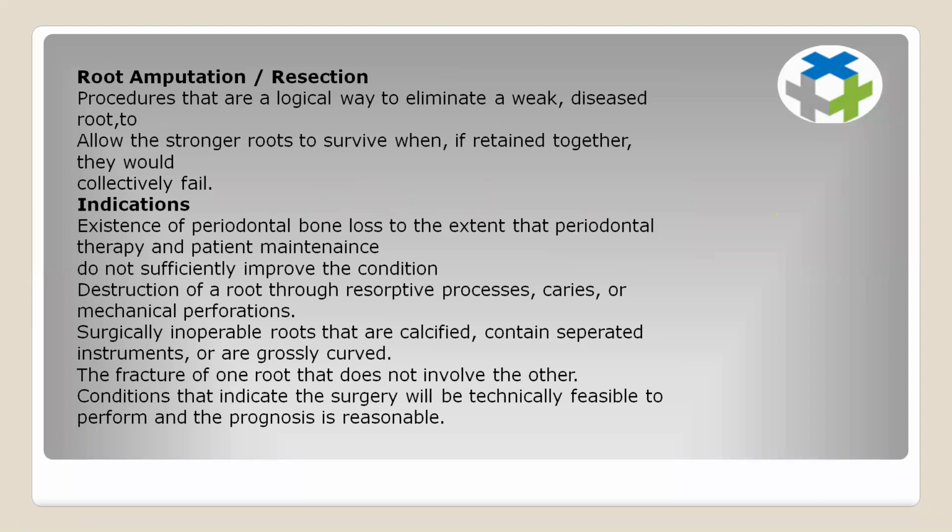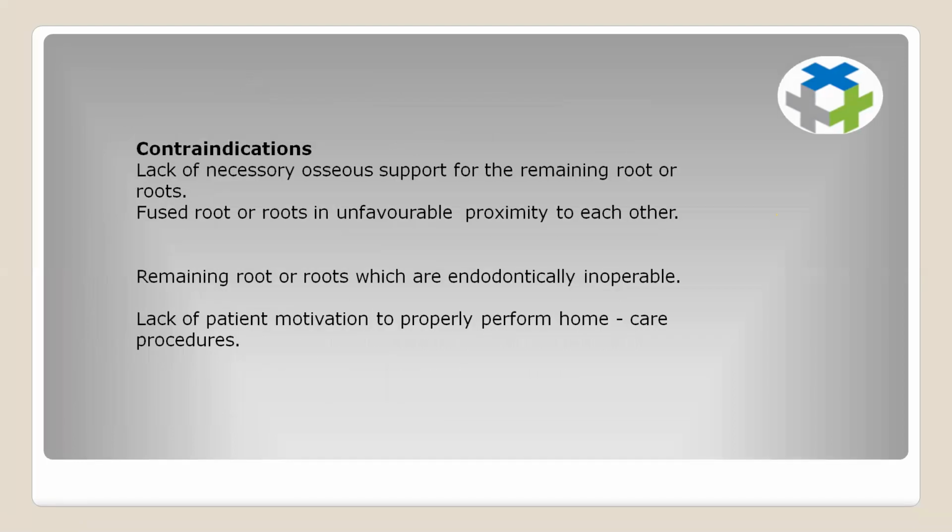Indications include periodontal bone loss where periodontal therapy and patient maintenance have not sufficiently improved the condition, a resorptive process, surgically inoperable roots that are calcified, and the fracture of one root that does not involve the other. So if you want to save one root, you can do the root amputation or resection.